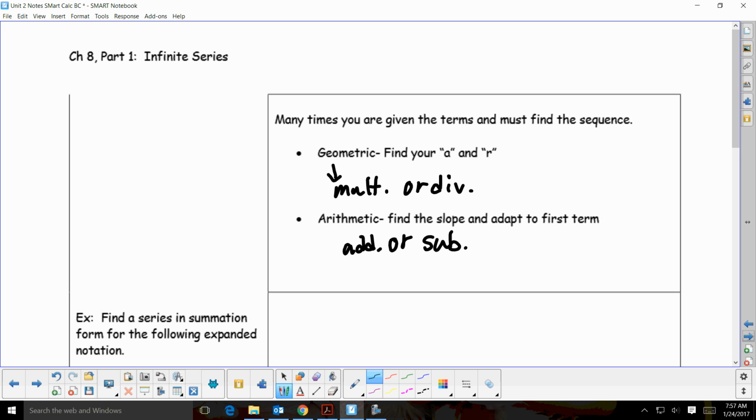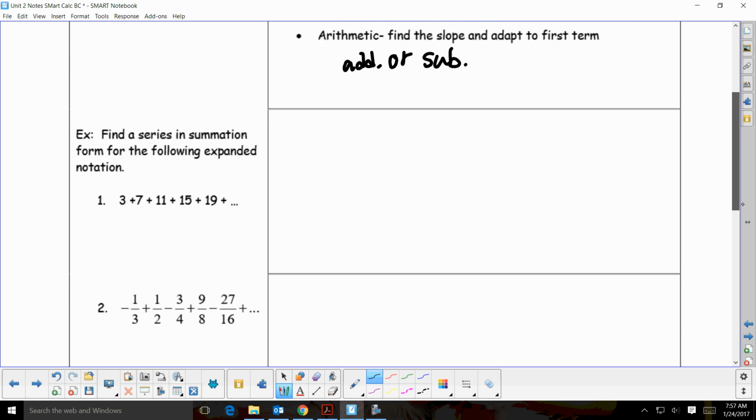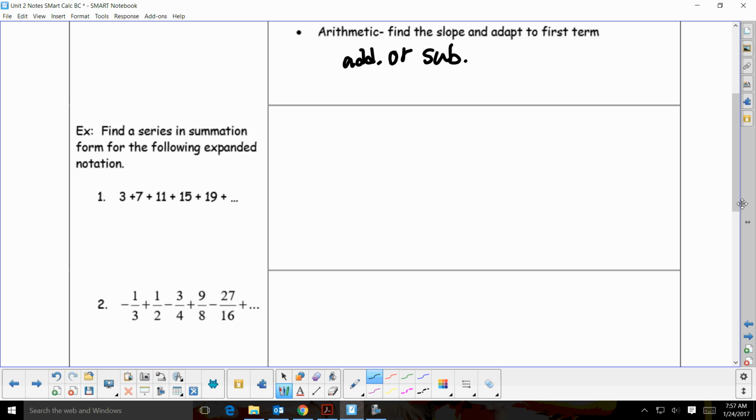So sometimes you're going to see this series written out as the expanded notation, and it's going to want you to get it into the series form, like the summation form. So which one of these is arithmetic and which one of these is geometric? So what's the pattern? Am I multiplying or dividing here? Well, what am I doing? Okay, so I'm adding 4.